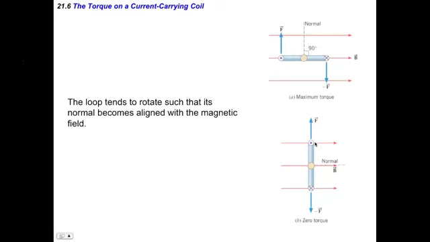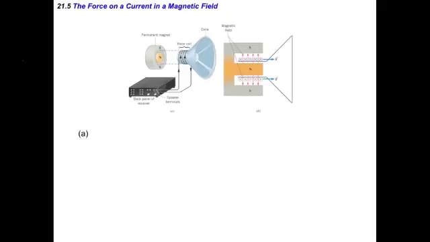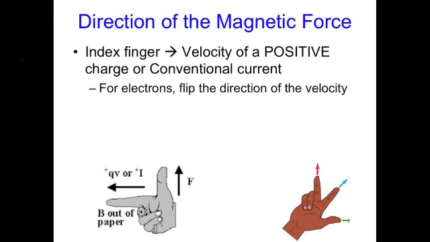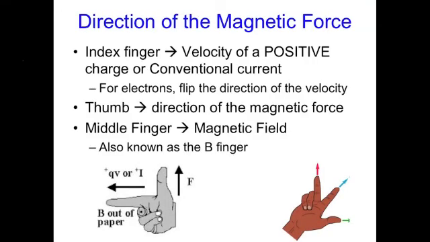We'll be starting to look at problems that apply these torques on current carrying loops, and we're going to need some more equations to solve for that. More on that tomorrow, but make sure you're able to use the equation that we came up with for our force, F equals ILB sine of theta, as well as still using our right-hand rule to determine the direction of the force on that current carrying wire.